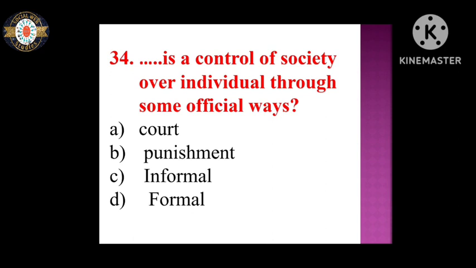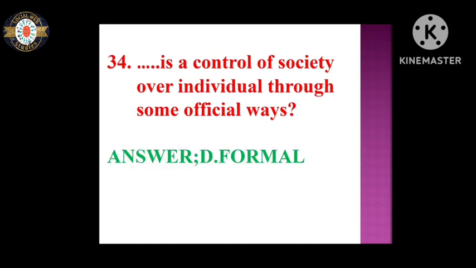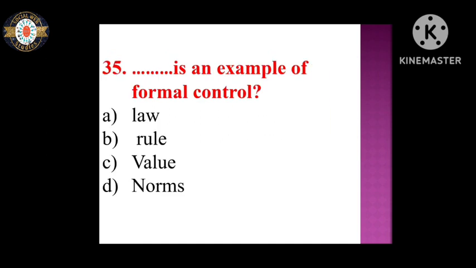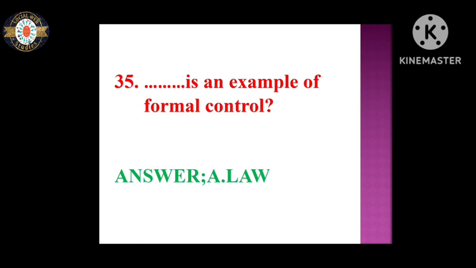Another question is which is a control of society over individual through some official ways? Option A court, option B punishment, option C informal, option D formal. Answer is option D formal. Another question is which is an example of formal control? Option A law, option B rule, option C value, option D norms. Answer is option A law. Law is example of formal control.